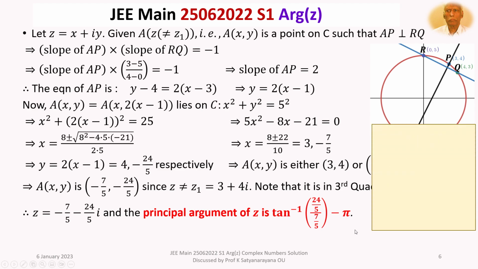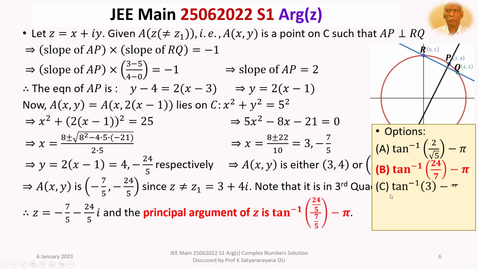So let's look at our options. Our answer, tan inverse 24 by 7, this is 24 by 7, 5 cancels, minus pi. So it appears against option B. Therefore, the answer for this question is option B. That is the detailed discussion of the solution of a given problem, wherein you are asked to find the argument of z in a given context given in the question.